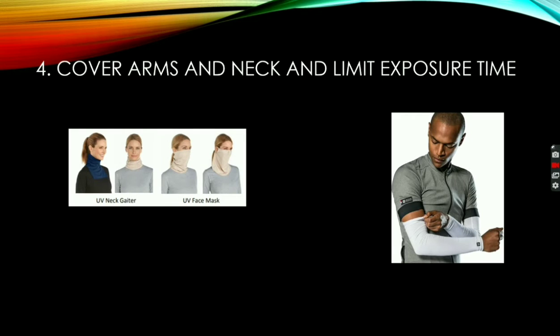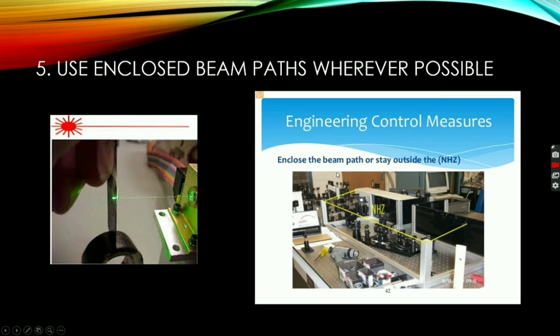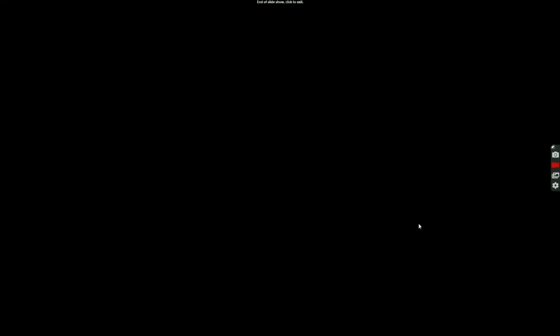Next, we have to cover our arms and neck, and limit exposure time. As we can see, this is an example of UV protection for the neck and arms. Next one is use an enclosed beam path wherever possible. For example, this is a type of beam that has been closed. It shows that it has been covered by glass around it. Next, and that's all.